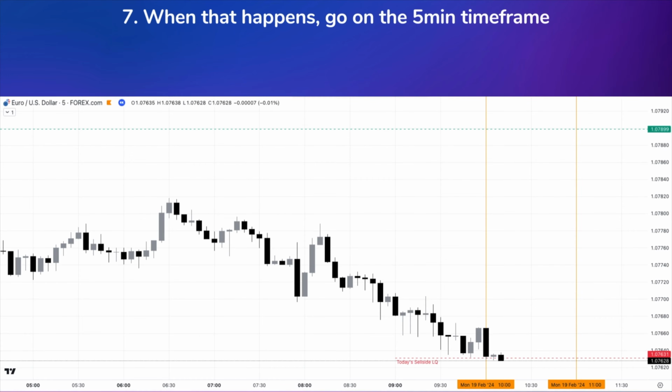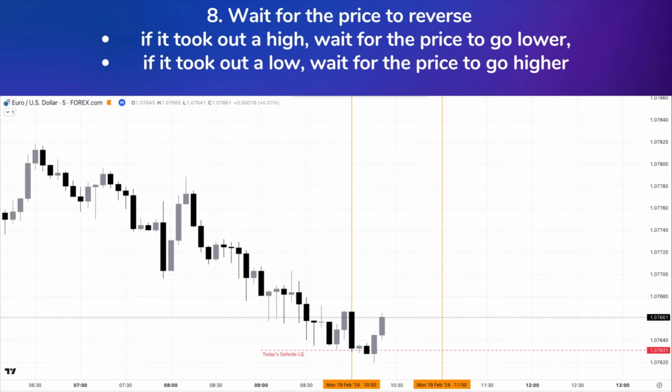Number 7, when that happens, we are going to go on the 5 minutes time frame and keep observing the price movements. Number 8, we're going to wait for the price to reverse. And so in this case, the price took out a low and we're going to wait for the price to go higher. And we keep following the process.